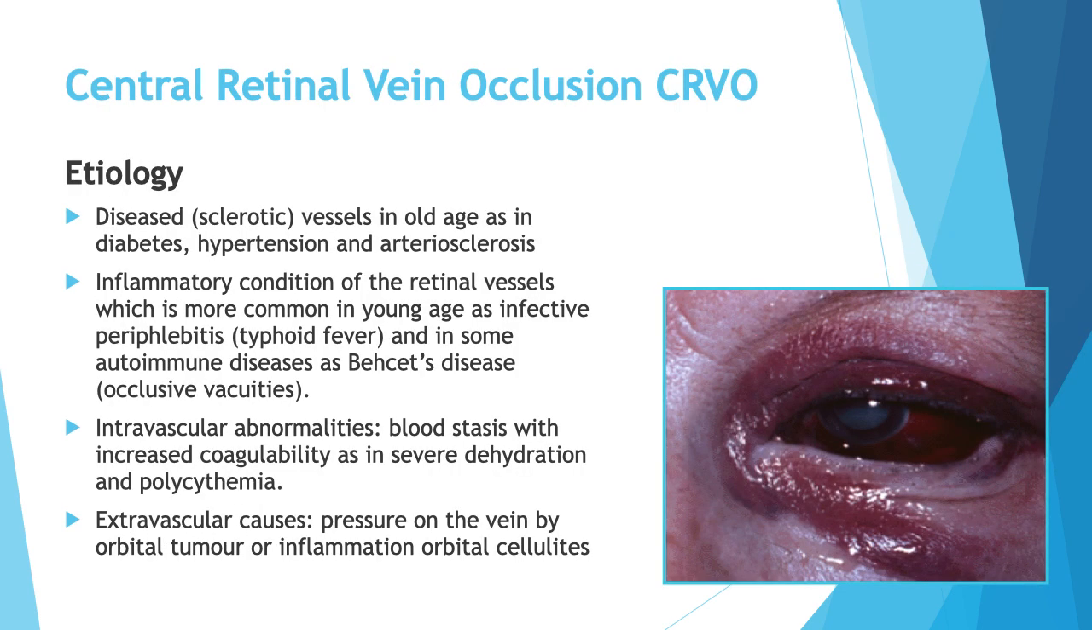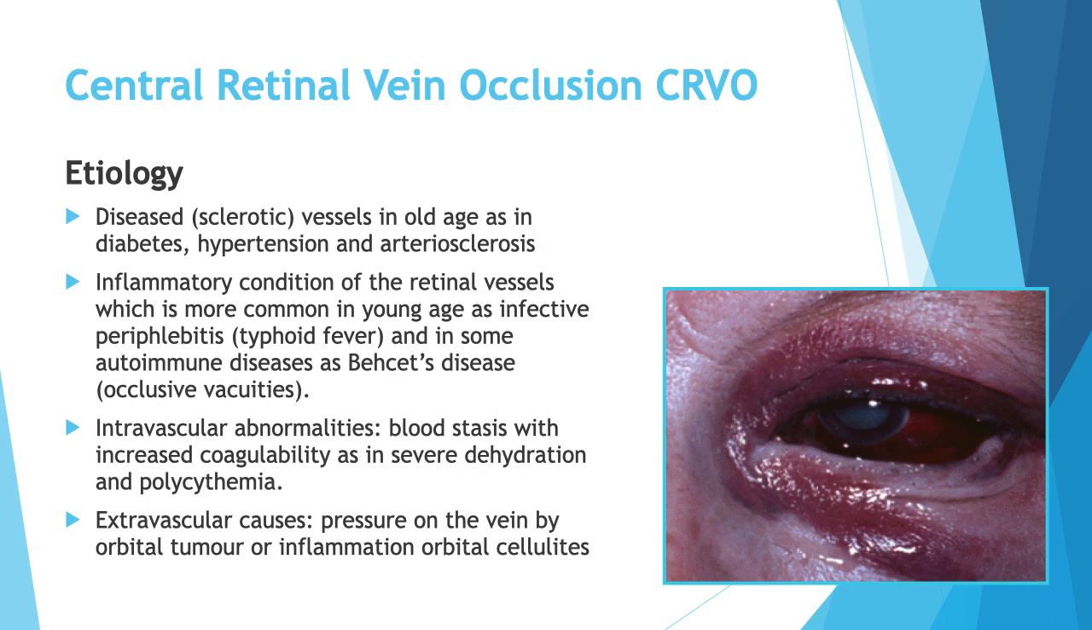The next part is central retinal vein occlusion, occlusion of the central retinal vein. Also the etiology is almost the same as the artery, except the embolism. We cannot have embolism in the vein, but we can have diseased or sclerotic vessels, as in old age, diabetes, hypertension, and arteriosclerosis.